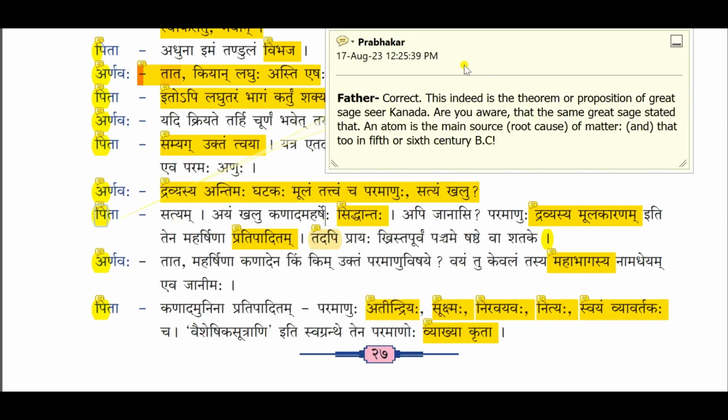This indeed is the proposition of the great sage Kanad, the famous Kanad. Do you know that the same great sage stated that an atom is the root cause of matter, and that too in the 5th or 6th century BC? So this is the translation till here.